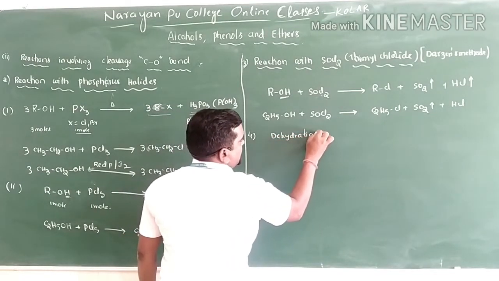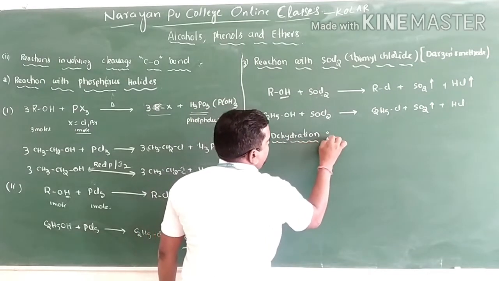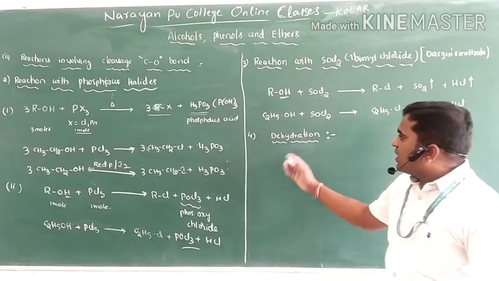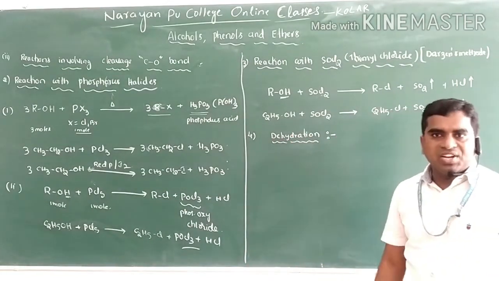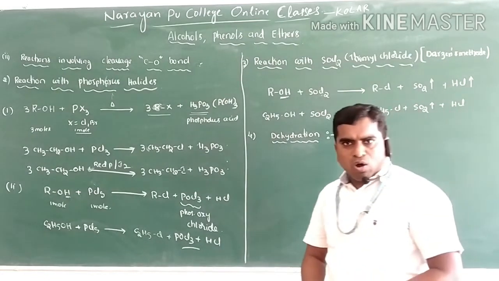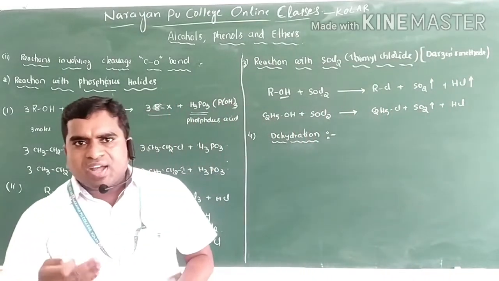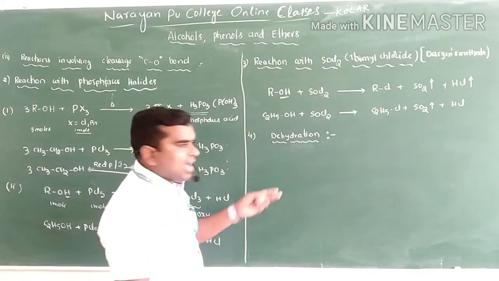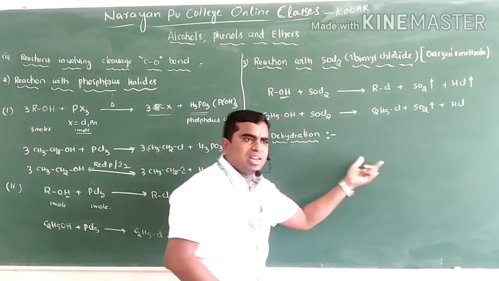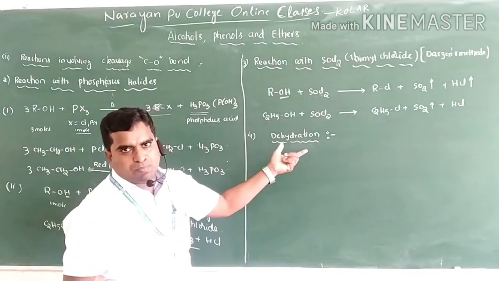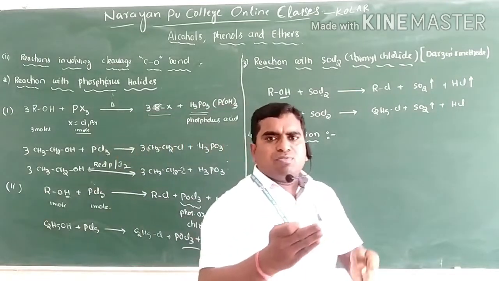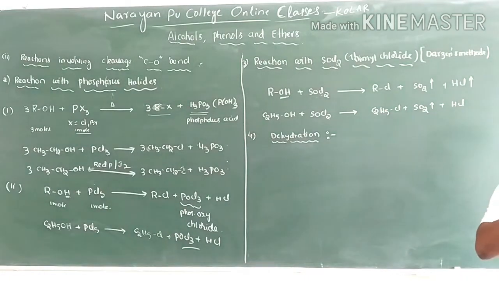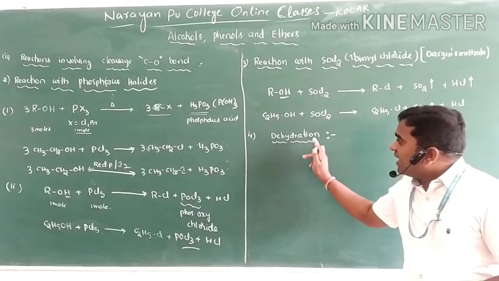Clear? So what is meant by dehydration? You know, removal of water. Removal of water we consider as dehydration. You know that alcohols are involved in dehydration to form alkenes. So alcohols are converted into alkenes by the dehydration process.